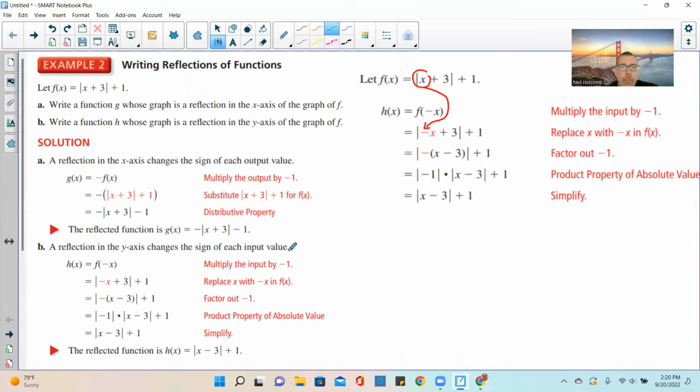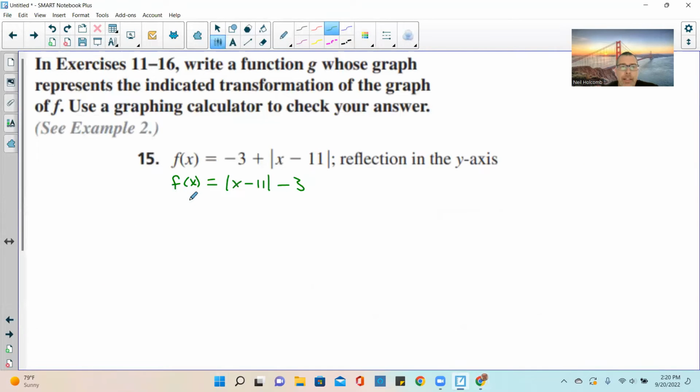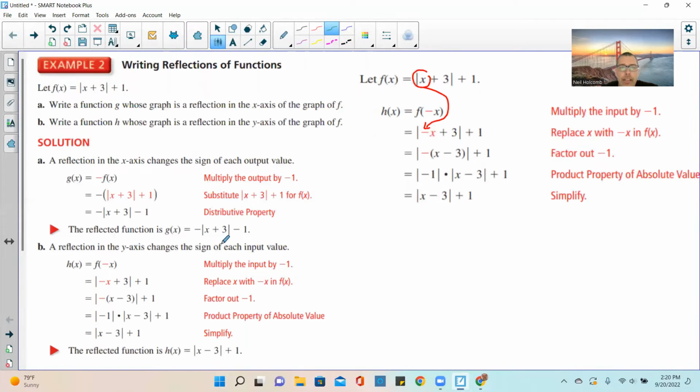Step 1, multiply the input by negative 1. So if I go back to this, f of negative x is going to equal absolute value negative x minus 11, close the absolute value, minus 3. Okay, so all I did was this step right here. I made the x negative. Now we're going to put parentheses around it and move that negative outside.